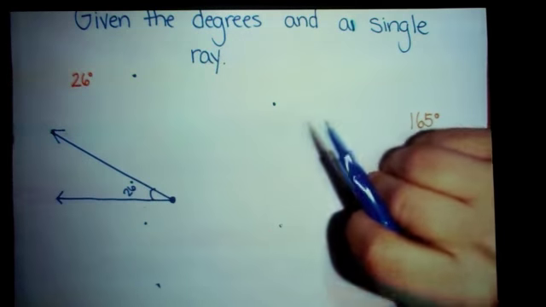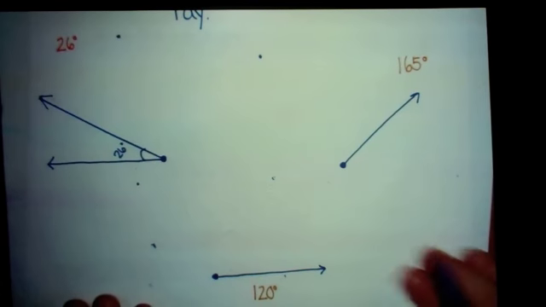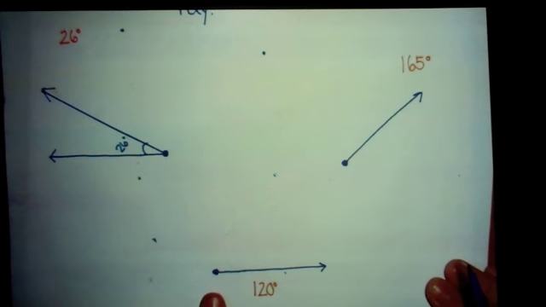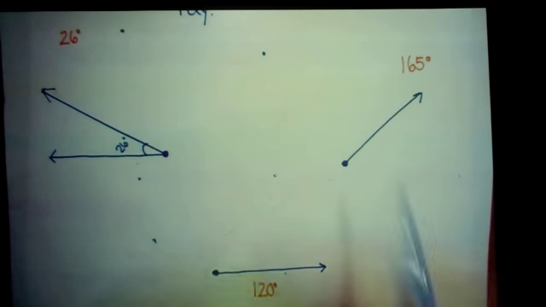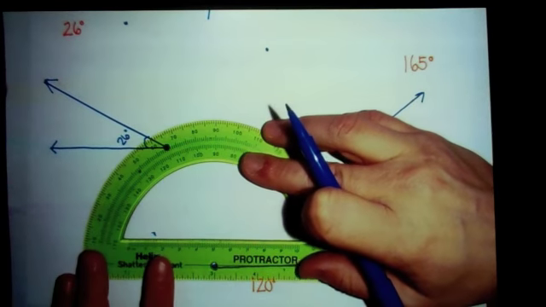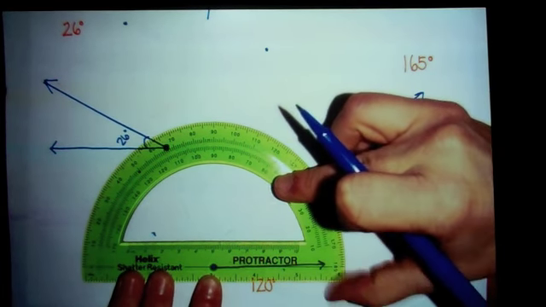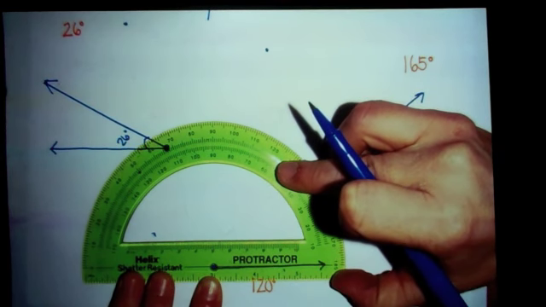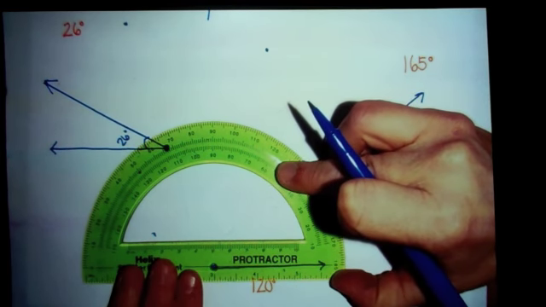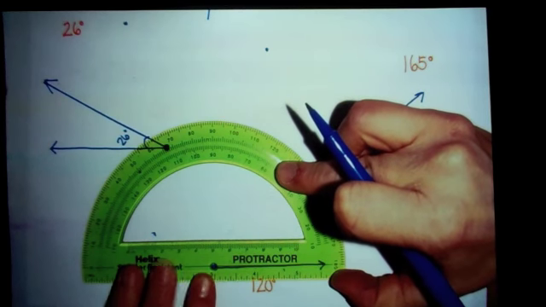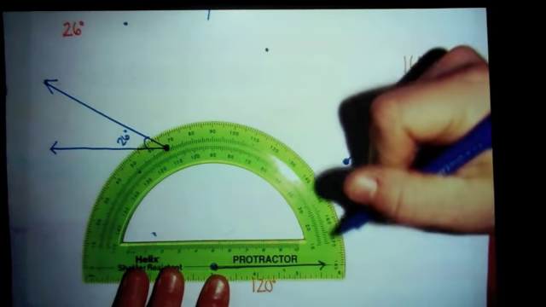Now let's do a 120-degree angle given a single ray. So here's my ray already. I'm going to put my protractor over that ray, right on top of the vertex, and I'm going to straighten out the bottom so it's right on my line. It's right across my zero right here.